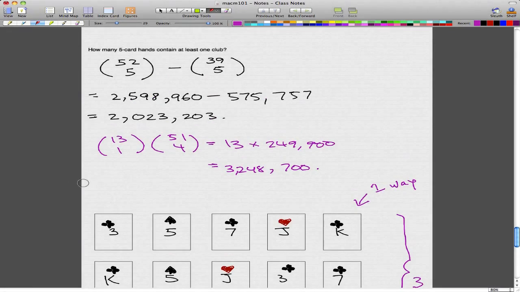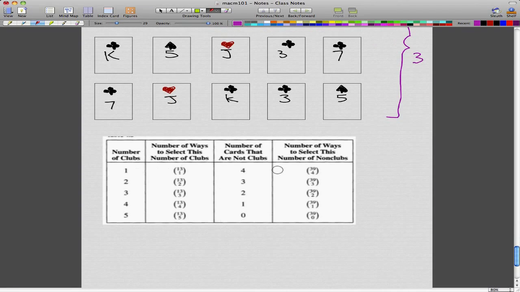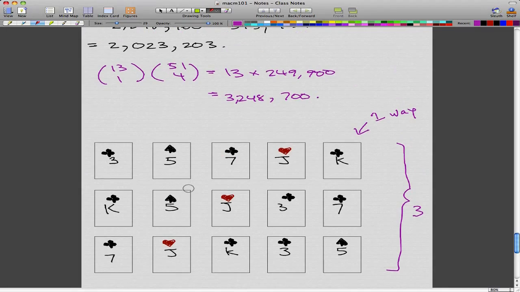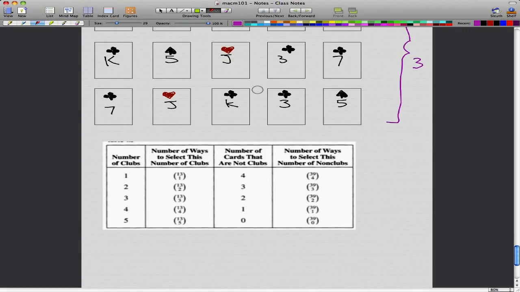We could do it this way. We could pick one club in one hand, or 2 clubs in a hand, or 3 clubs in a hand, and that's what we go through here. I hope the quality is good enough for this chart that I stole from my book. But yeah, this is the other way to arrive at the same answer that we got, which is the 2 million ways to get a hand.